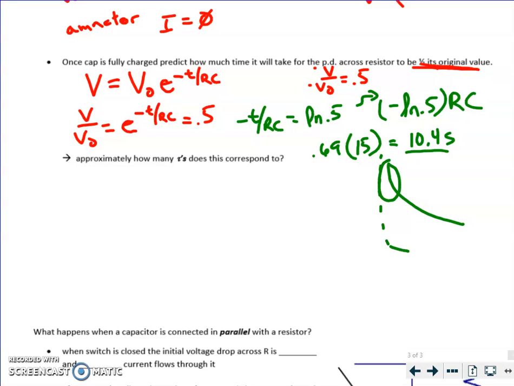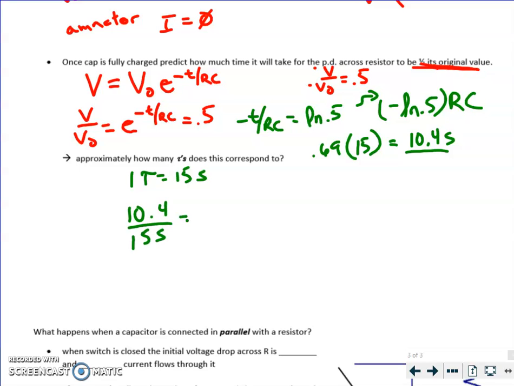We get a big steep drop here. Afterwards, the drop is less dramatic. So that answer is consistent. Now, how many time constants is this? Well, that's fairly straightforward. 1 tau, we already know, is 15 seconds. So we have 10.4 divided by 15 seconds, and that's going to be roughly 0.67 taus. So not even one full time constant there.